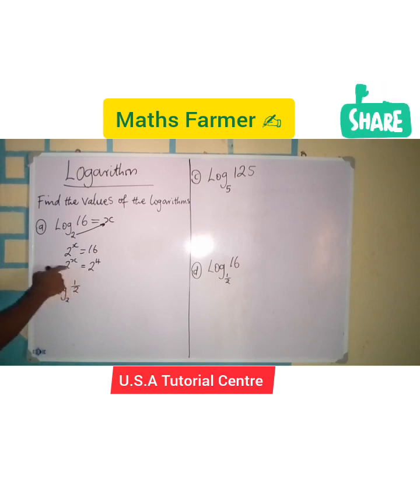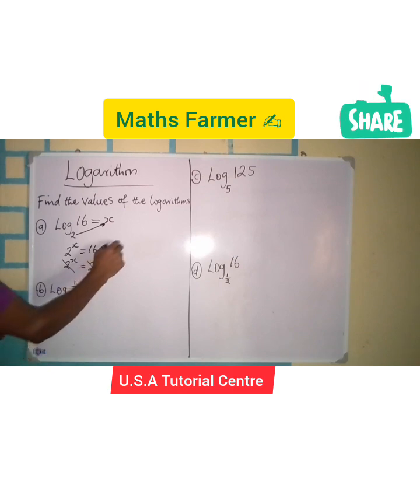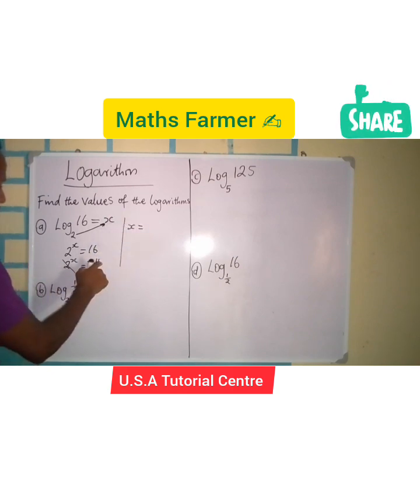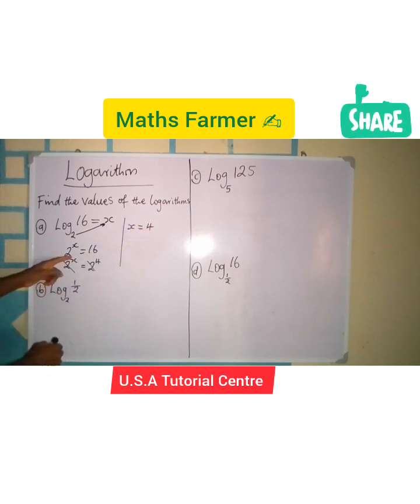Now, since the bases are the same, by the law of indices, the powers must be equal. That means our answer is x equals 4. Yes, we equate the powers. What it means is that 2 raised to the power of 4 gives us 16.